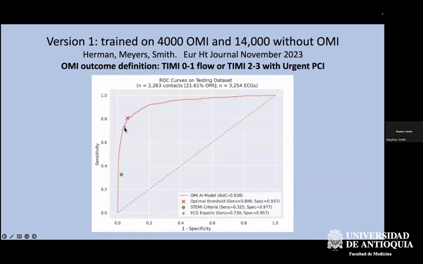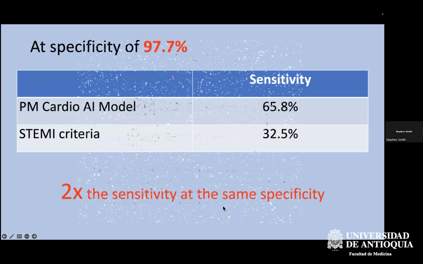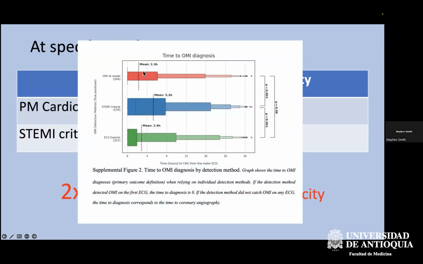This is me right here, right on that curve. This is a STEMI criteria, very bad STEMI criteria, very insensitive. And in fact, at a fixed specificity of 97.7%, the AI model had 66% sensitivity versus 32.5% for the STEMI criteria, double the sensitivity at the same specificity. And time to diagnosis, OMI AI model, 2.3 hours, STEMI criteria, 5.3 hours.